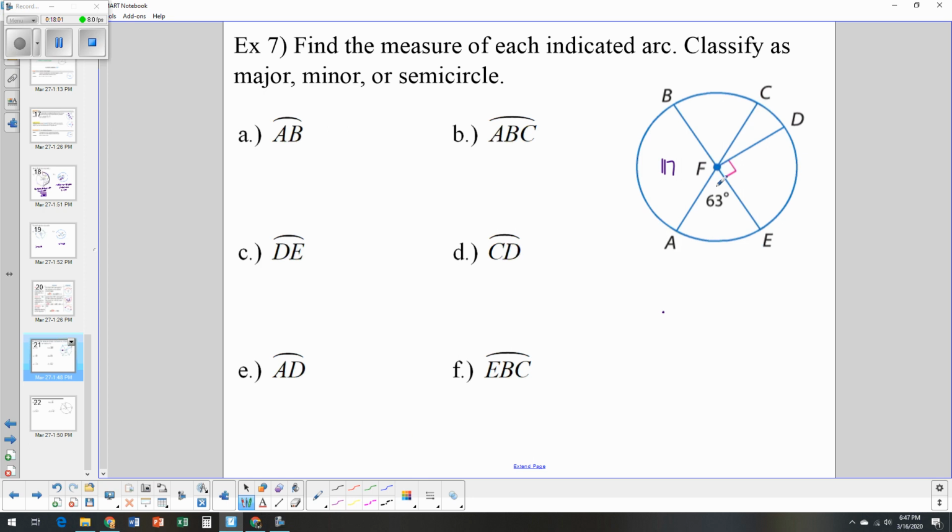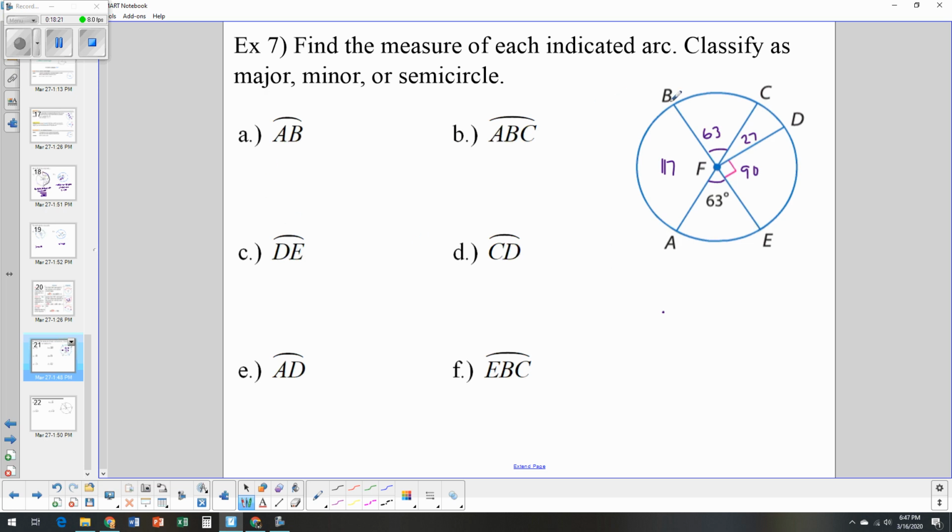All right, this is 90. Together, these should add to the 117, so that makes that 27 there. And then these are congruent because they're vertical angles, so this would be 63 right here. So now that we have every single angle inside measured, we can find the arcs on the outside.